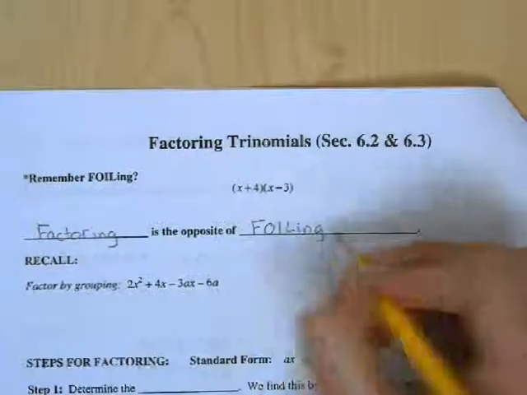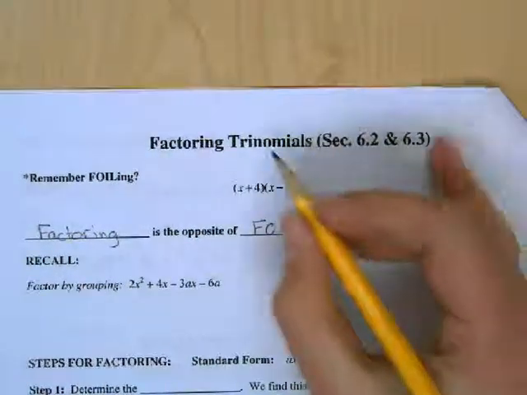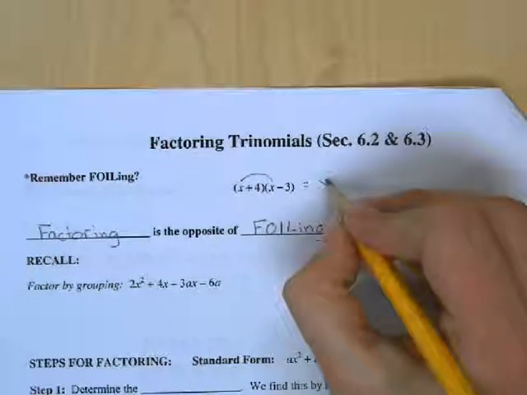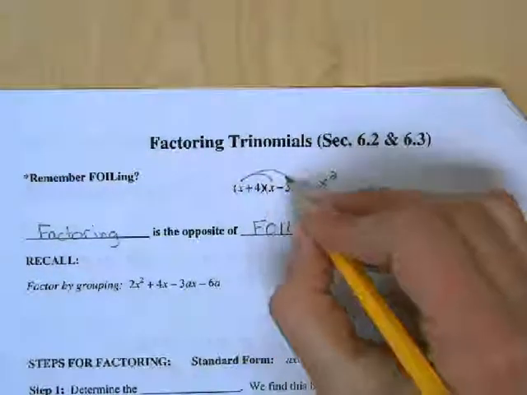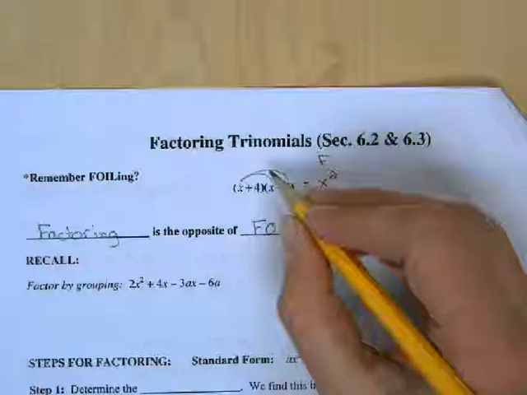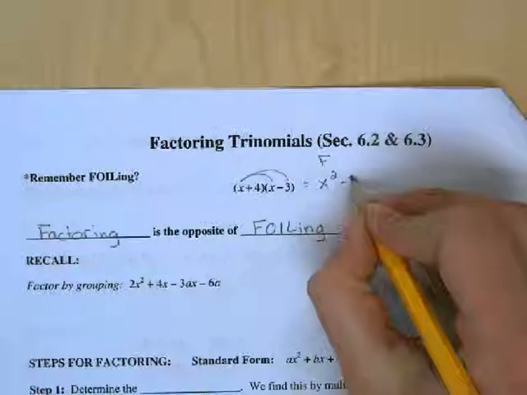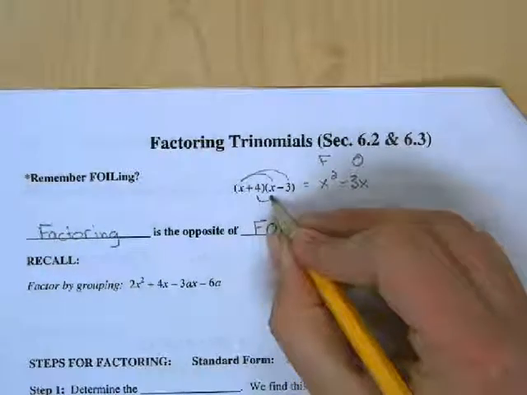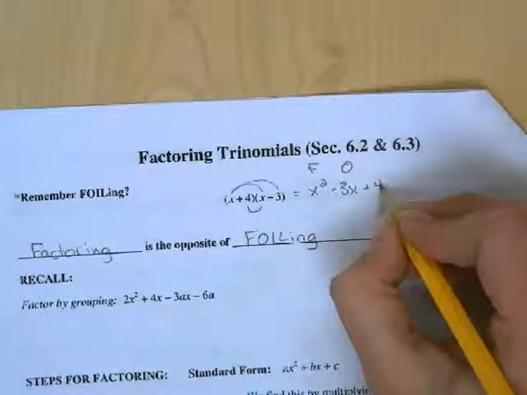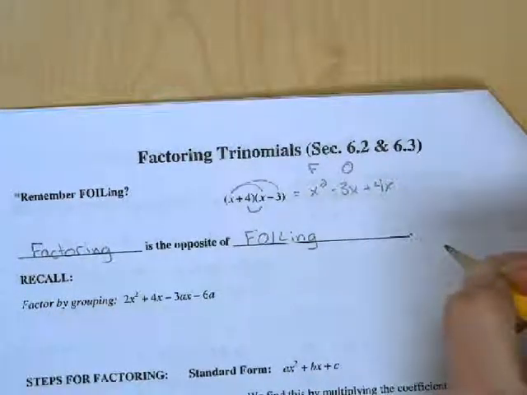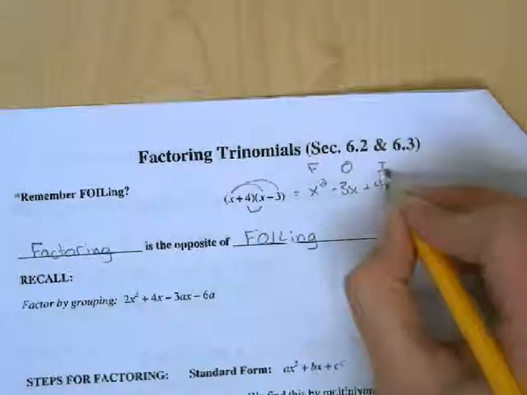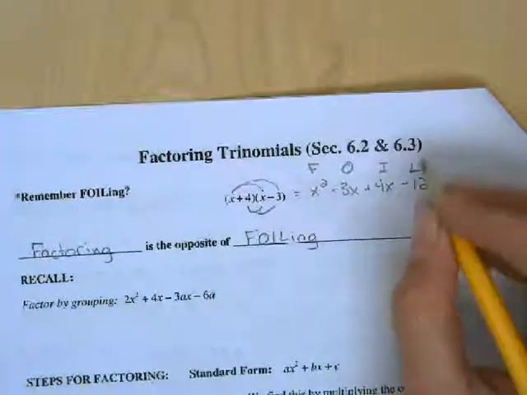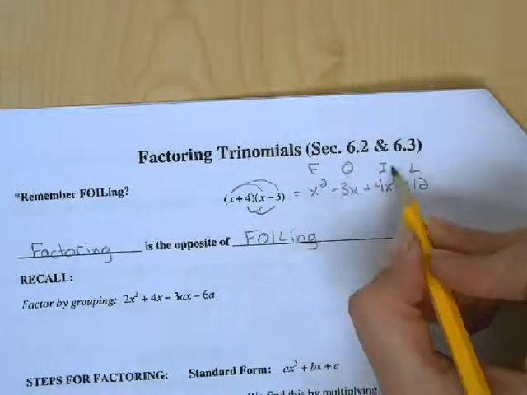Okay, so when you're talking about doing foiling, what you're looking at here is x times x, which would be x squared. x times negative 3, okay, so this is the first. Outside, x times negative 3 is negative 3x. Inside, so 4 times x is positive 4x. And last would be positive 4 times negative 3, which is negative 12. Okay, so first, outside, inside, last.